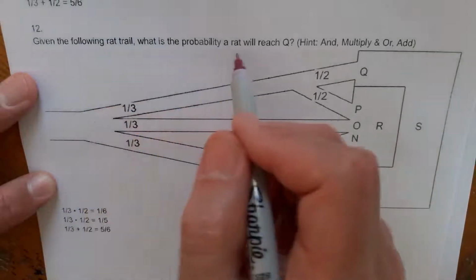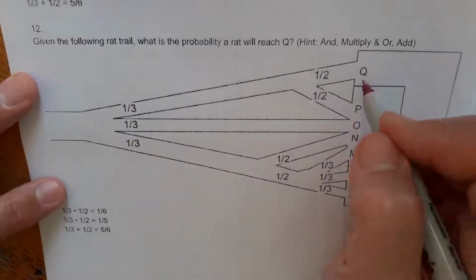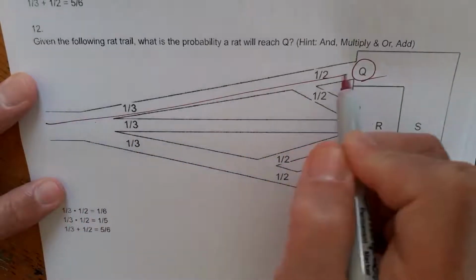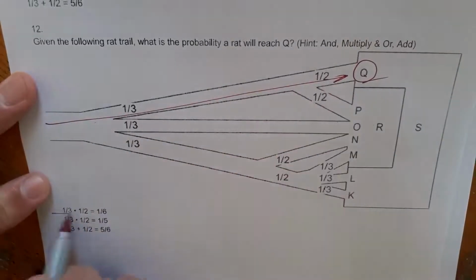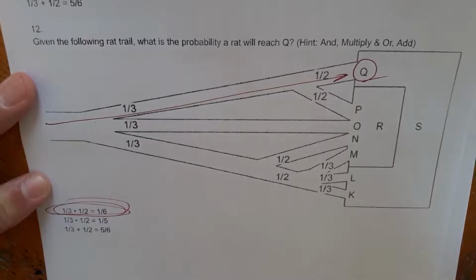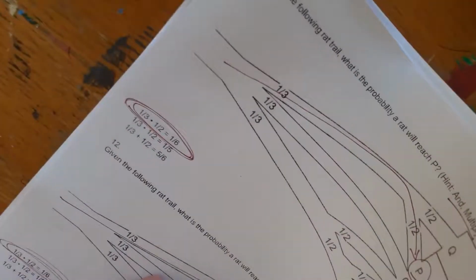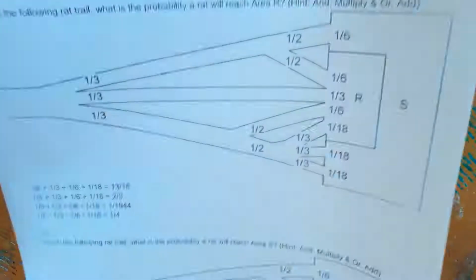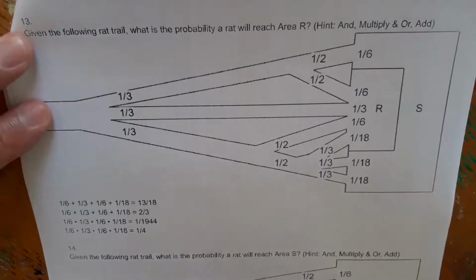Given the following rat trail, what is the probability the rat will reach Q? Okay, here's Q. So the rat's coming through these two. 1/3 times 1/2, 1/6. Again, I'm still betting on O. It's a lot higher than 1/6. Probability, that is, a lot higher probability.